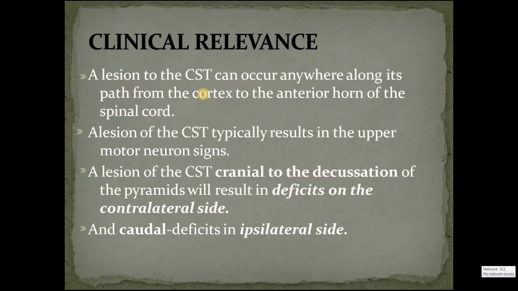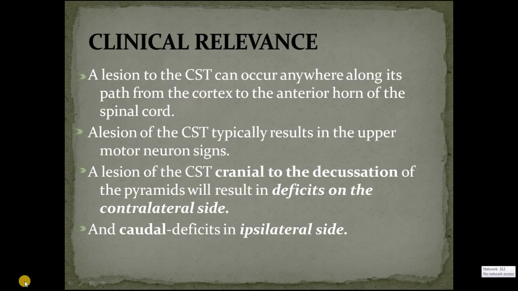Now, clinical relevance related to this tract. A lesion in the corticospinal tract can occur anywhere along its path from the cortex to the anterior horn of the spinal cord. A lesion of the corticospinal tract typically results in an upper motor neuron sign, and a lesion of the corticospinal tract cranial to the decussation of the pyramids will result in deficits on the contralateral side, and a caudal lesion results in deficits on the ipsilateral side. Because above the decussation, fibers change their pathways.